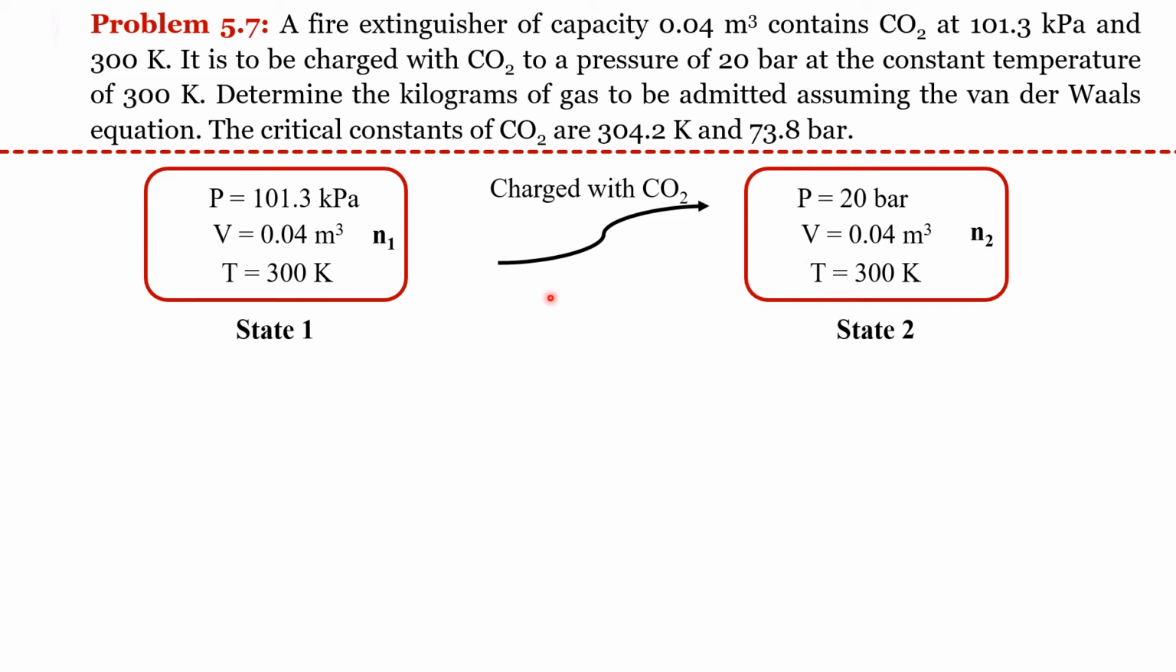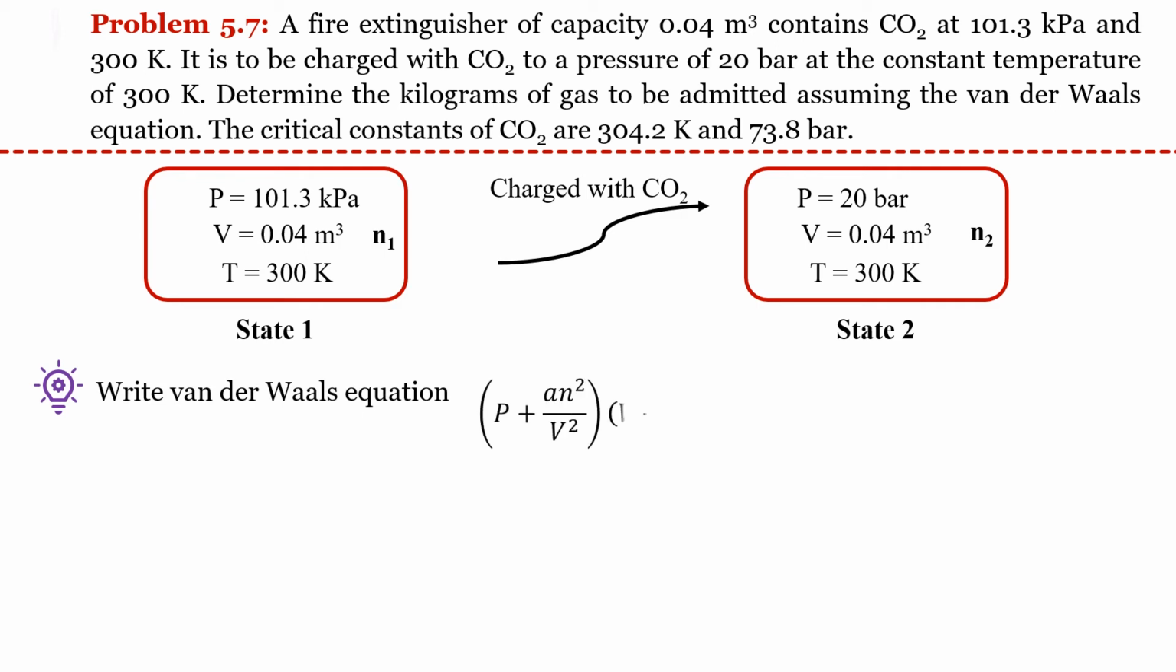So basically we need to find how many kilograms of CO2 we are charging or admitting to this extinguisher. For that, if we can find the initial number of moles and the final number of moles, then we can take the difference. The difference will give the number of moles of CO2 charged. But here we have to use the van der Waals equation. So using the van der Waals equation, we will find N1 and N2.